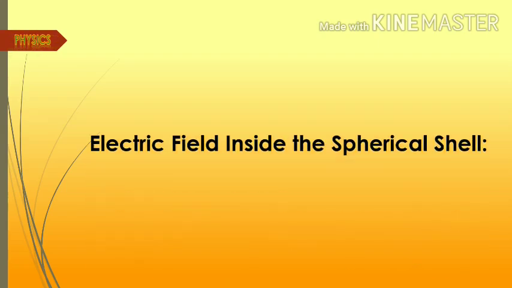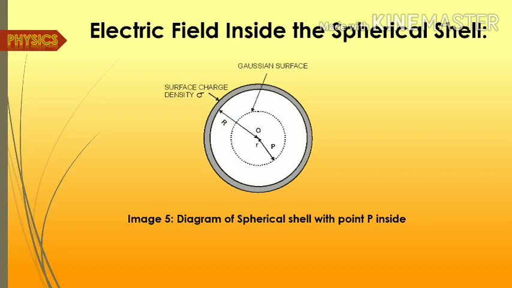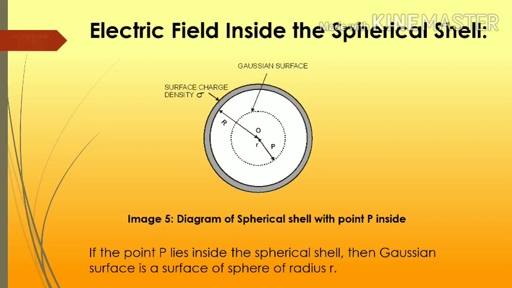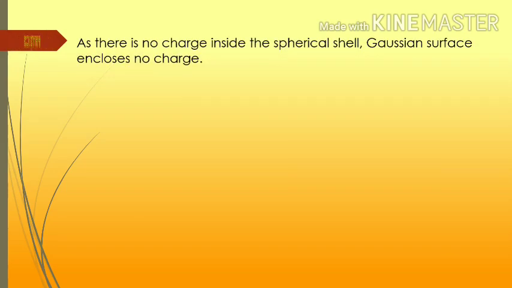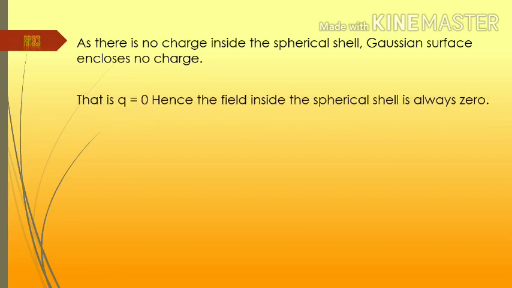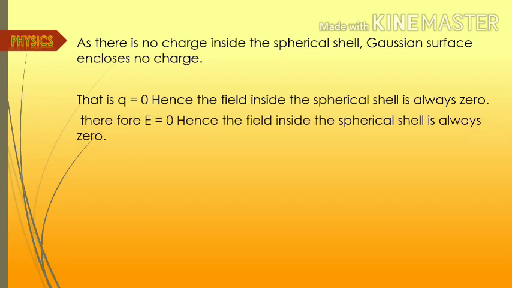The next, electric field inside the spherical shell. Image 5, diagram of the spherical shell with the point P inside. If the point P lies inside the spherical shell, then the Gaussian surface is a sphere of radius r. As there is no charge inside the spherical shell, the Gaussian surface encloses no charge. That is, q is equal to 0. Therefore, E is equal to 0. Hence the field inside the spherical shell is always 0.